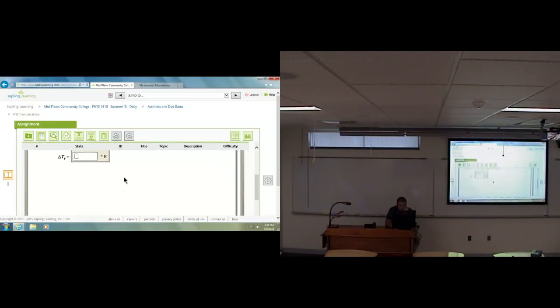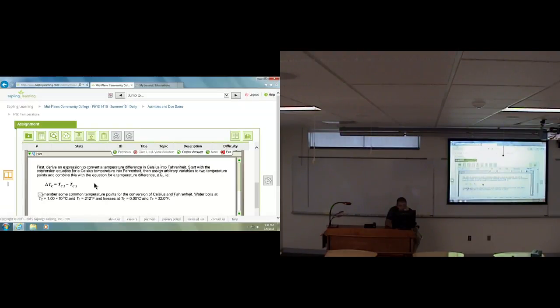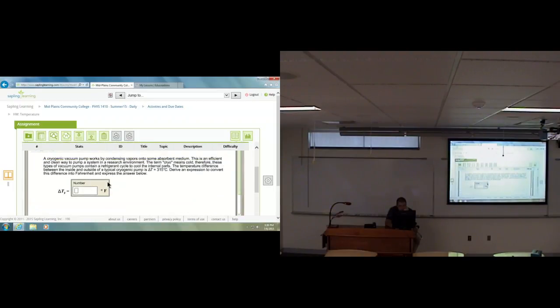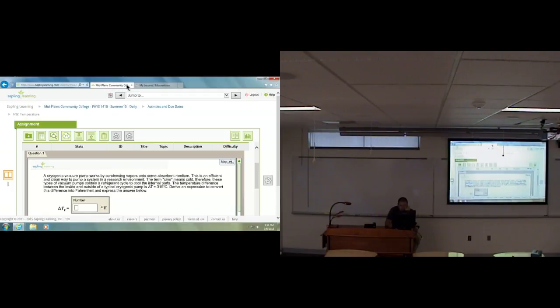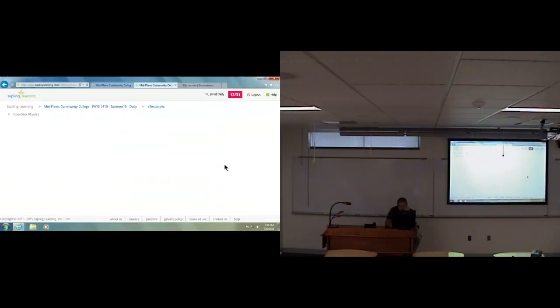So, must derive an expression, huh? Derive an expression from difference into Fahrenheit. Oh, okay. So there's a delta T of 315 degrees Celsius, and what they're telling us here is that we should use the equations that we are familiar with in the book. So open up the book here and look at the equations really quick.